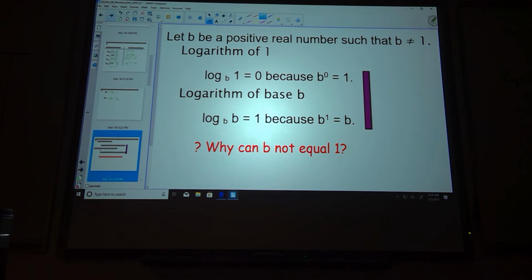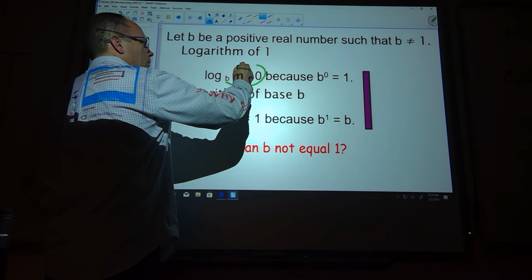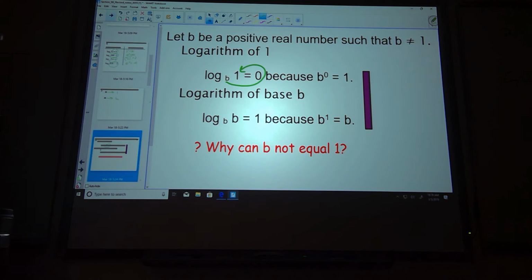So the logarithm of 1, log base b of 1, is equal to 0, because b to the 0 is equal to 1. Remember, if you do your snail here, b to the 0, make it exponent form. B to the 0 equals 1. That's why log base anything of 1 is equal to 0.